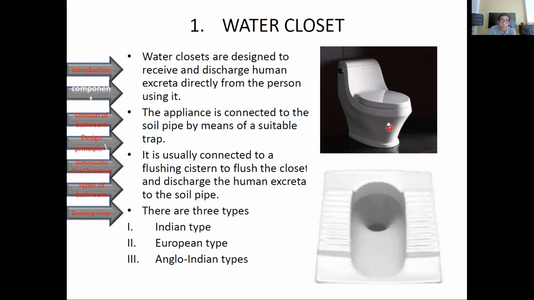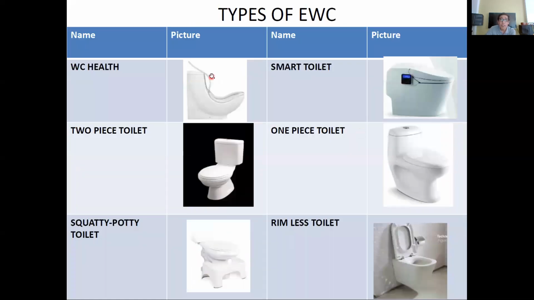You use air to flush the human excreta. That is common in airplanes and in buses. These are the different types of water closet. As you can see, this is the WC Health. This is a smart toilet. This is a toilet that is common in Japan and Korea.